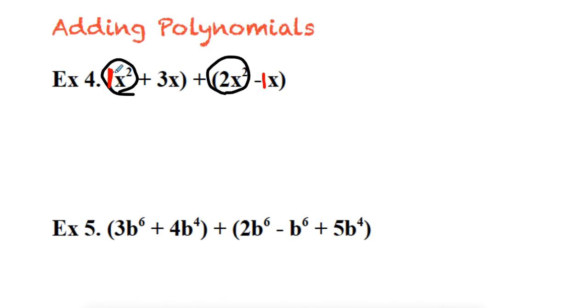Okay, so we know that 1x squared and 2x squared are like terms because they have the same variables and they have the same exponents. So if I look at those two terms and I add them together, the powers will be the same.